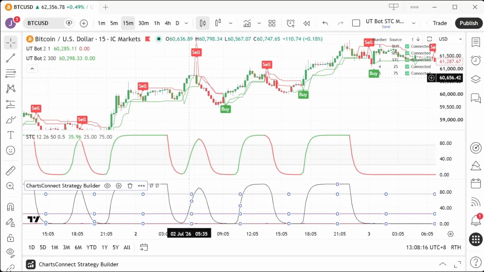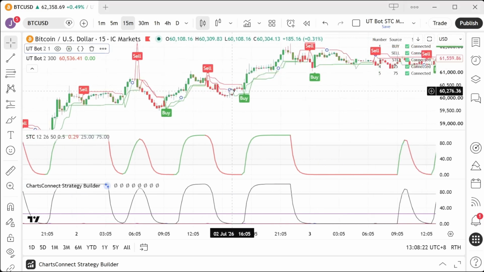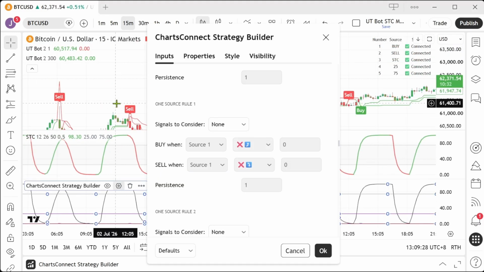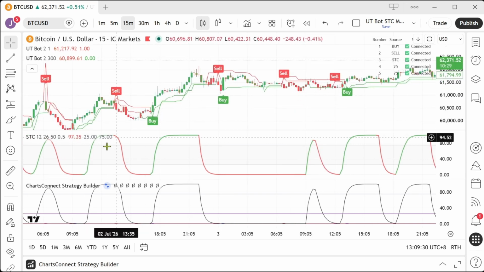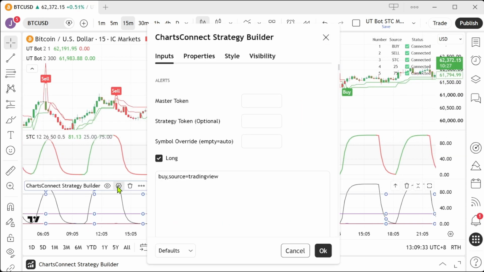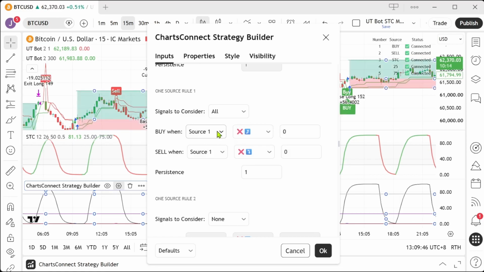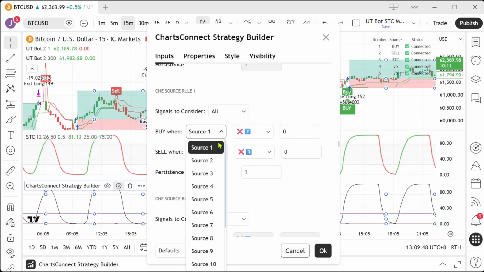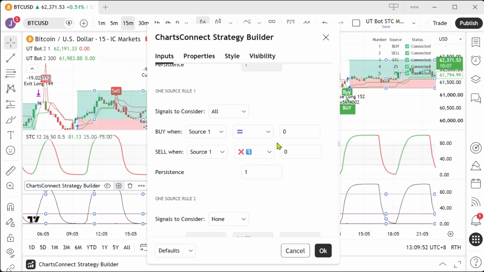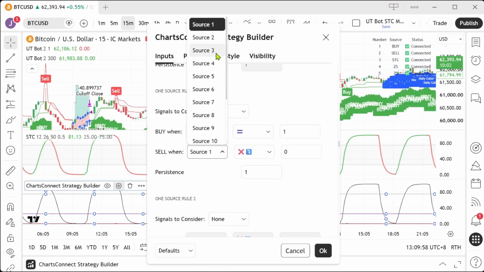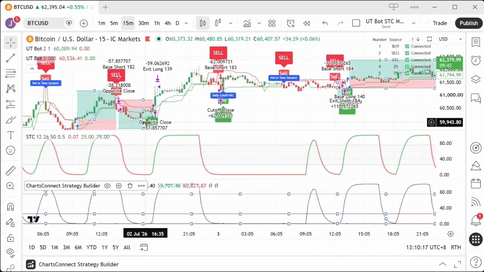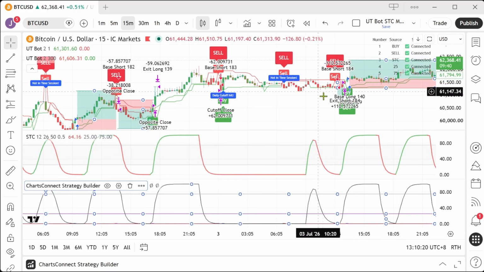Now we are going to build the rules. First, a buy or sell signal must appear. This is a true or false event, because the UT Bot has already given us the signal. So to build this rule, it is very simple. Go to one source rule and select all signals to consider. And we will buy when our source 1 equals 1, and we will sell when source 2 equals 1. So now you can see that Strategy Builder has also plotted on the chart itself. Now let me hide the UT Bot.